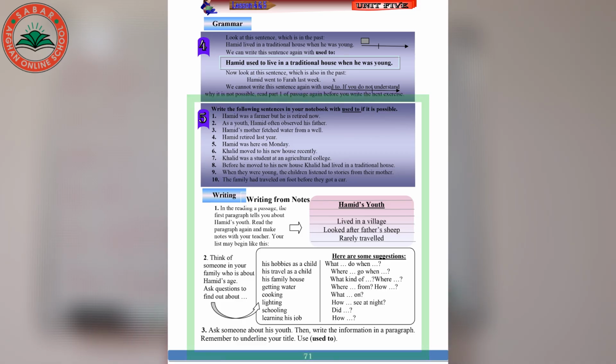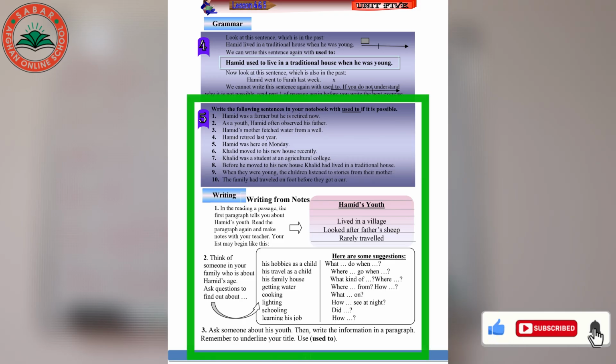Let's go to number 5. Hamid was here on Monday. So this is also not changeable. Number 6. Khalid moved to his new house recently. This is also not possible to change.